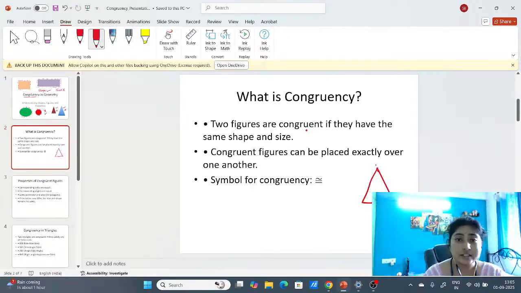So what is the symbol? To denote congruency we use this symbol. This is equal to and this is like a wave. So this is the symbol we use to represent congruency. Fine. Now let us move to the next slide.